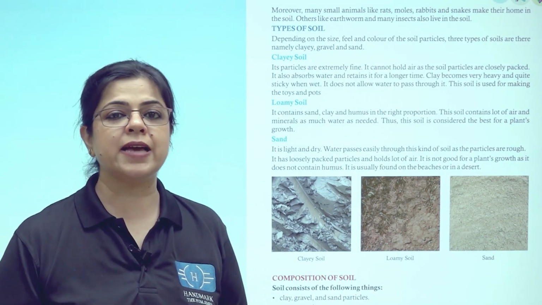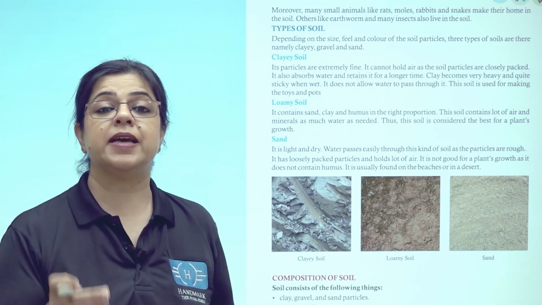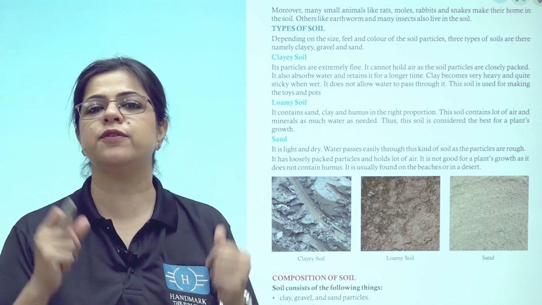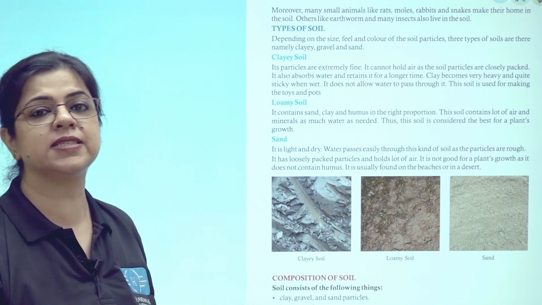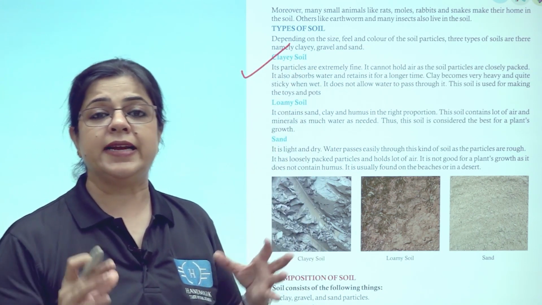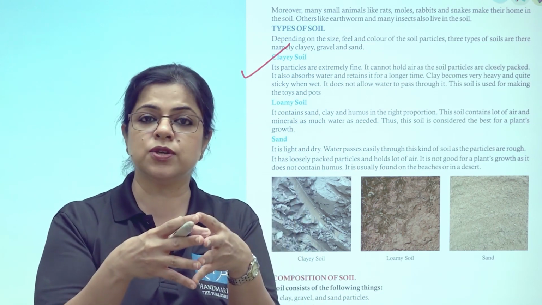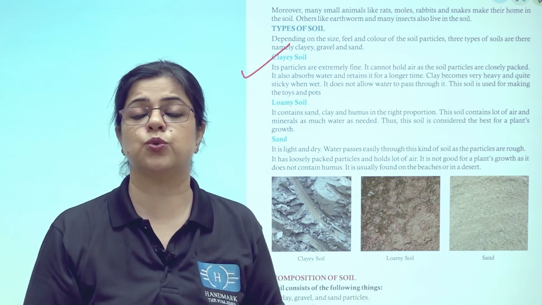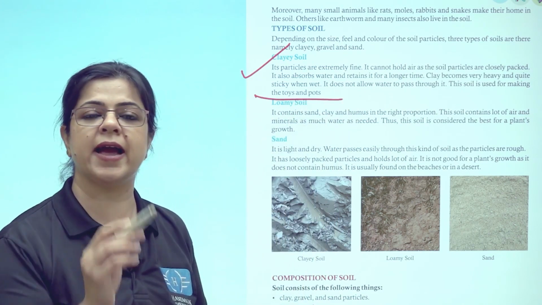So, the different types of soil are based on the size of the particles, they are based on the color and they are based on the texture. That is how the soil feels on hand. Now, let us first understand about the heaviest size of particle which forms the clay soil. In clay soil, the particles are very closely bound, because of which clay becomes very heavy. It does not allow water to pass through. Therefore, clay soil is used in making toys and pots.